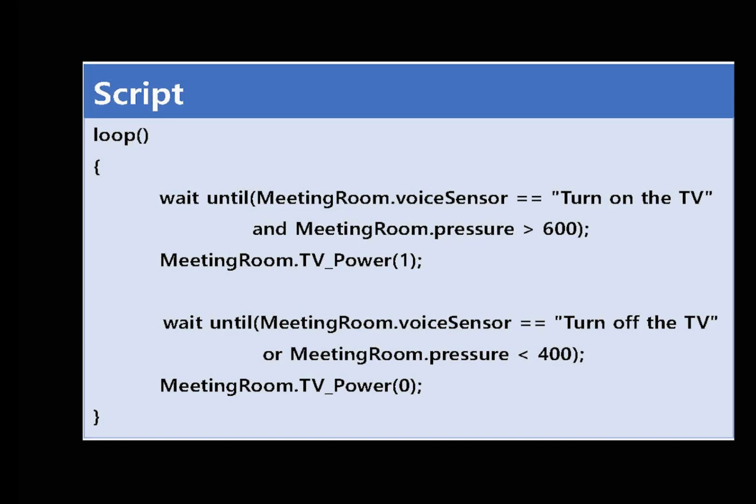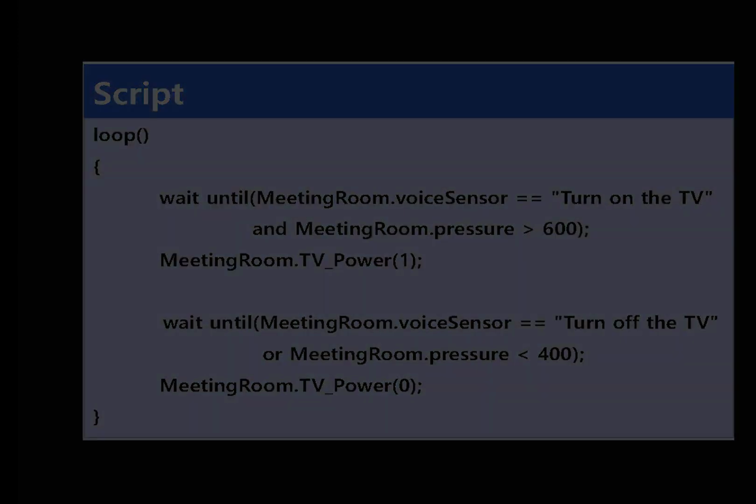Second example is a scenario that turns on the TV if someone sits on the chair and tells voice sensor to turn on the TV. When someone leaves from the chair or tells voice sensor to turn off, the TV gets turned off.